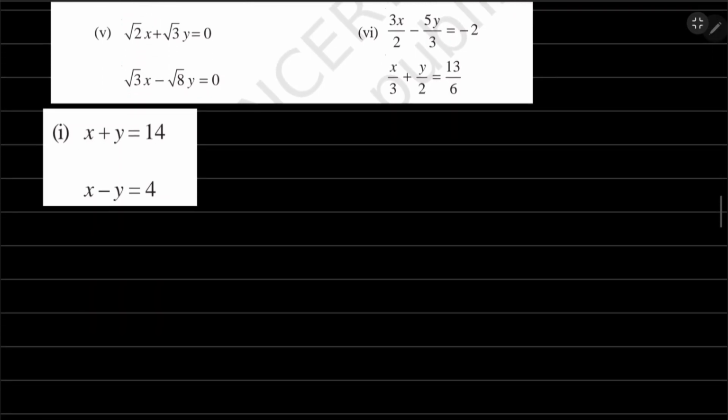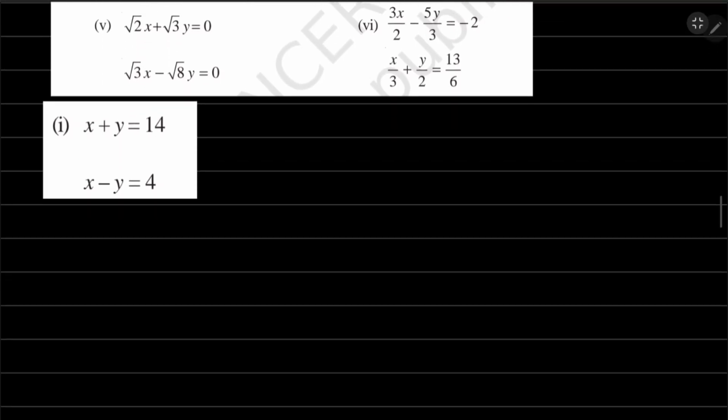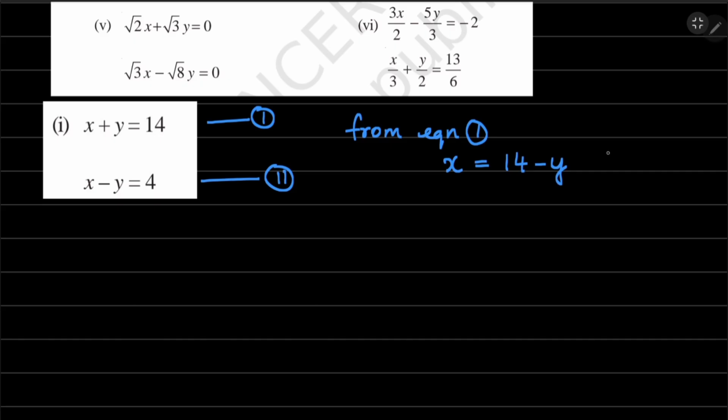Okay, so let's get started with the first question. You are given x plus y equal to 14, x minus y equal to 4, using substitution method. So let the first equation be equation 1. Let the second equation be equation 2. So from equation 1, we can write x in terms of y, which is x is equal to 14 minus y. Now let this be equation 3. Okay, you can take any one of the equations. You can even take the second equation and write x in terms of y.